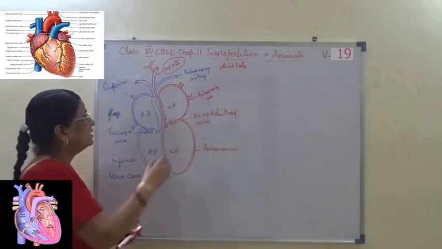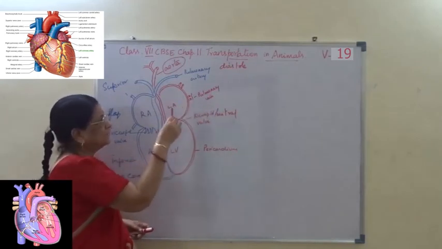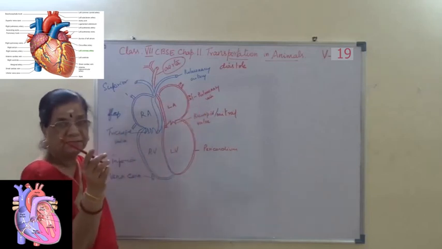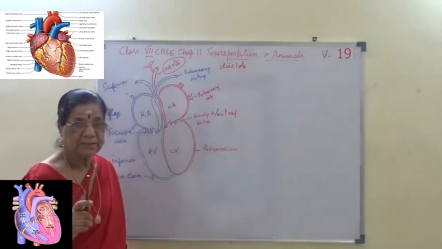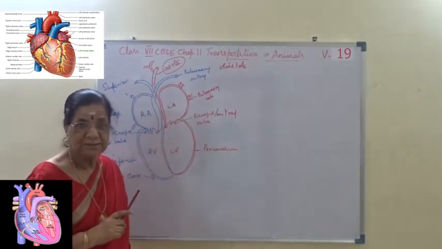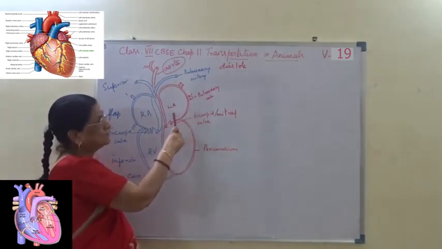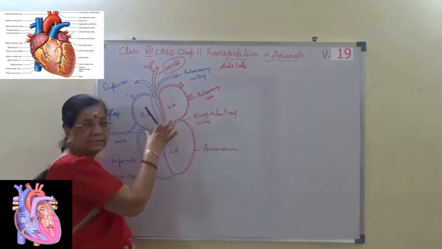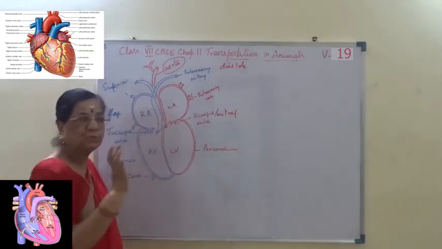Same way, from the lungs blood reaches the left atrium through the pulmonary vein. What have I said? The arteries and veins exception: the pulmonary vein carries oxygenated blood and the pulmonary artery carries deoxygenated blood. So through the pulmonary vein, oxygenated blood reaches the left atrium. Now both atria are in a relaxed position as they are full of blood.